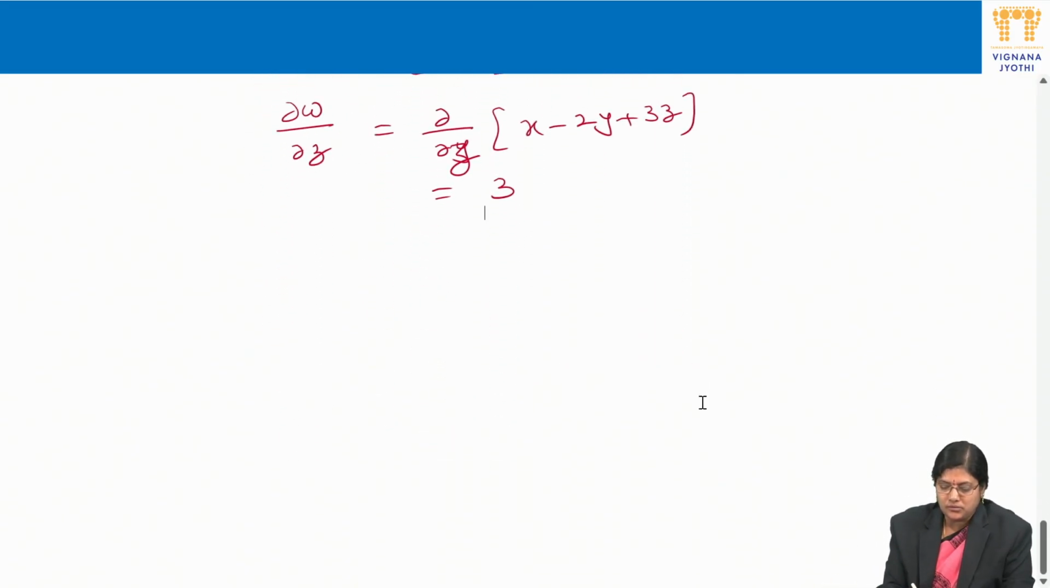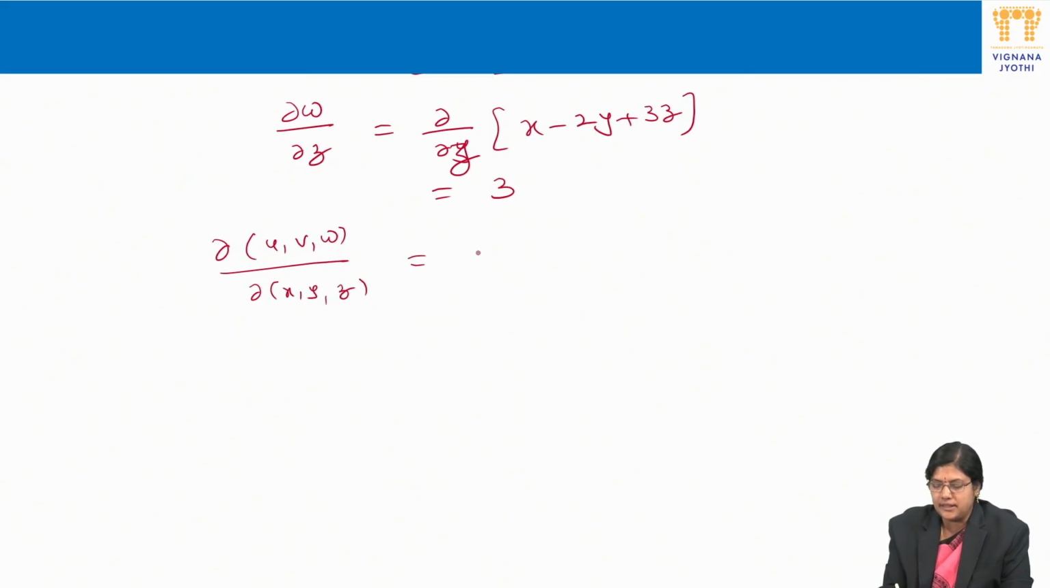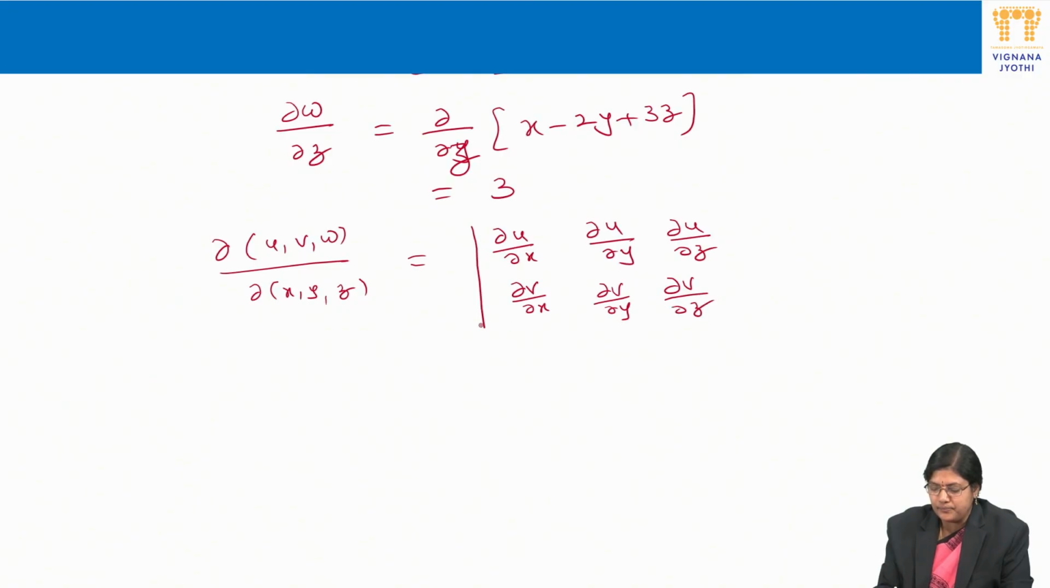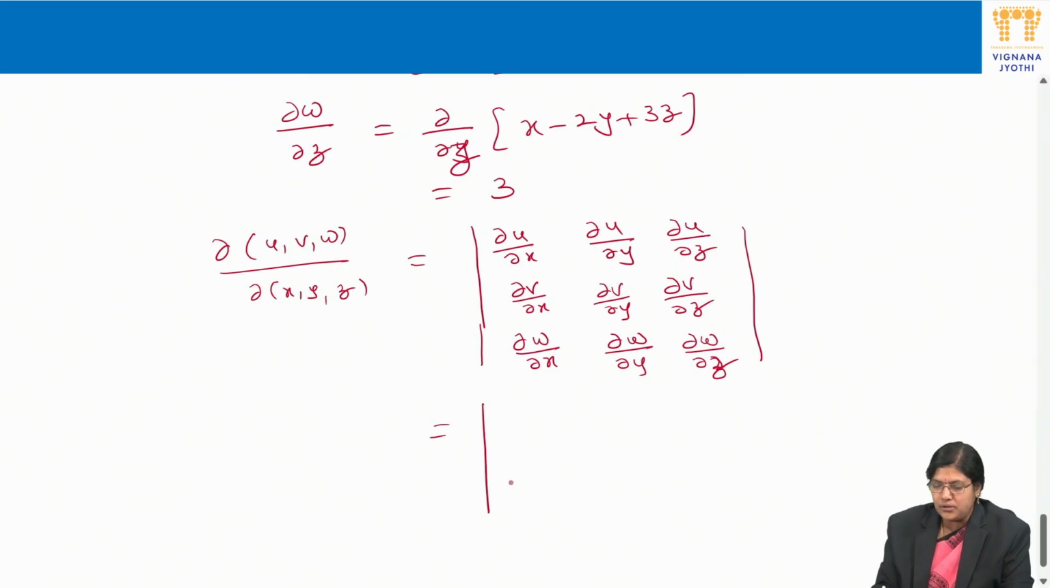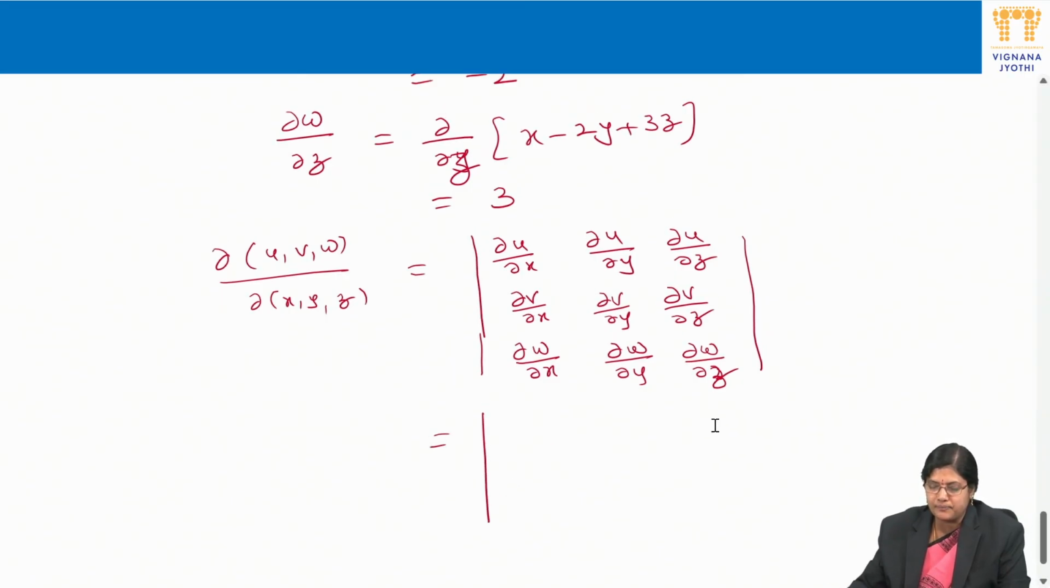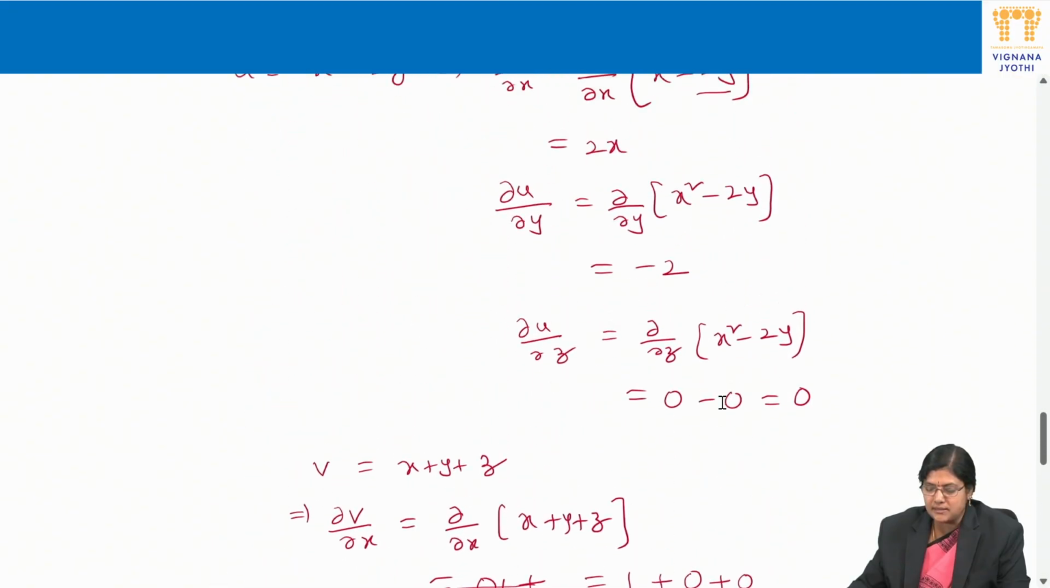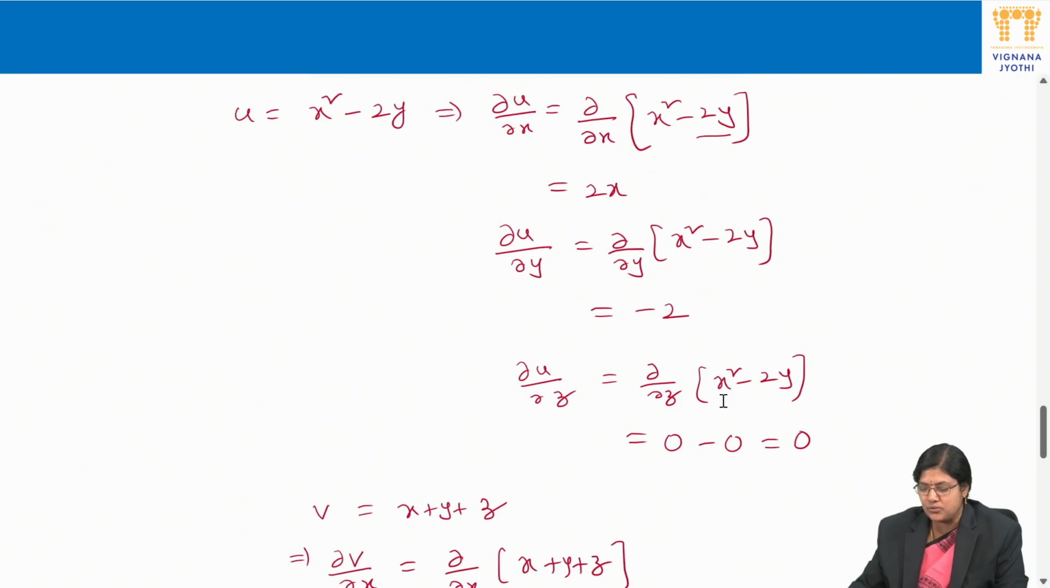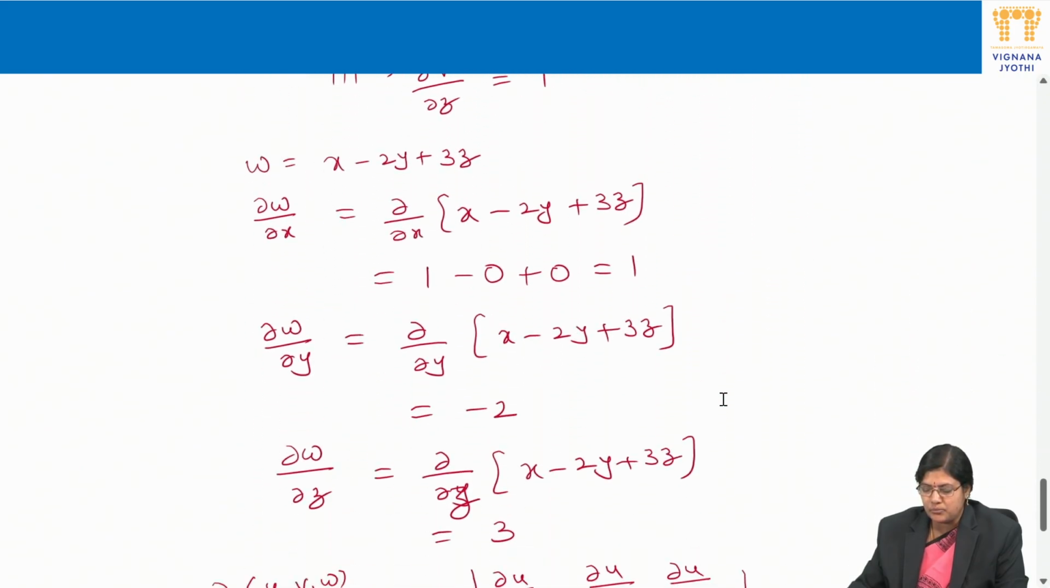Now, the Jacobian of u comma v comma w with respect to x comma y comma z is equal to, by definition, the determinant of dou u by dou x, dou u by dou y, dou u by dou z, dou v by dou x, dou v by dou y, dou v by dou z, dou w by dou x, dou w by dou y, dou w by dou z. Putting in the values from the previous steps, dou u by dou x is 2x, dou u by dou y is minus 2, dou u by dou z is 0.